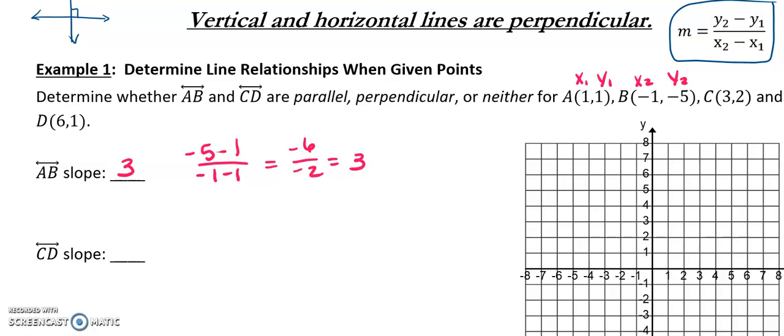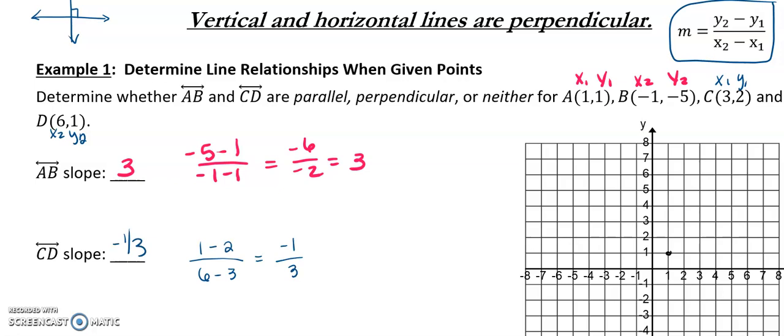And then our next one is going to be C and D. So again, x1, y1, x2, y2, and take our second y minus our first y on the top, and our second x minus our first x on the bottom, and we get -1/3. So let's go ahead and graph this.